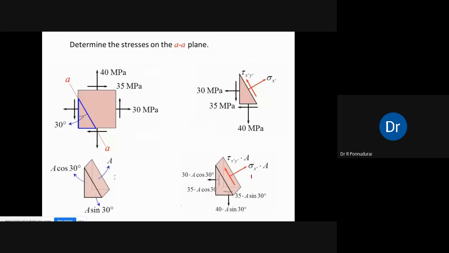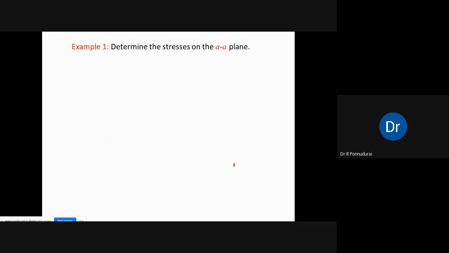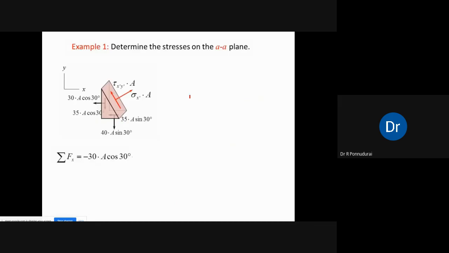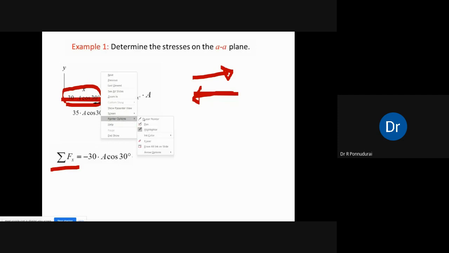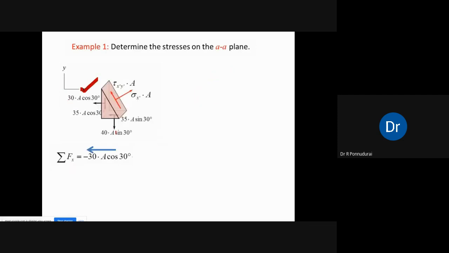Now, to get the values of sigma x dash and tau x dash y dash, we are going to analyze the forces along left to right and right to left. Sigma Fx. What are the forces that go towards the left? Number one, 30 A cos 30. Yes or no? The next force will be 35 A sin 30.